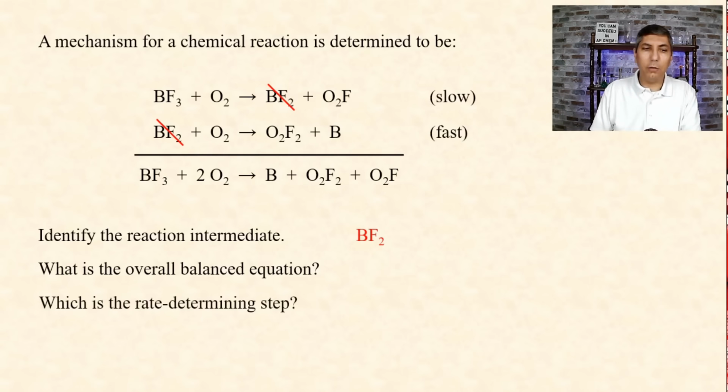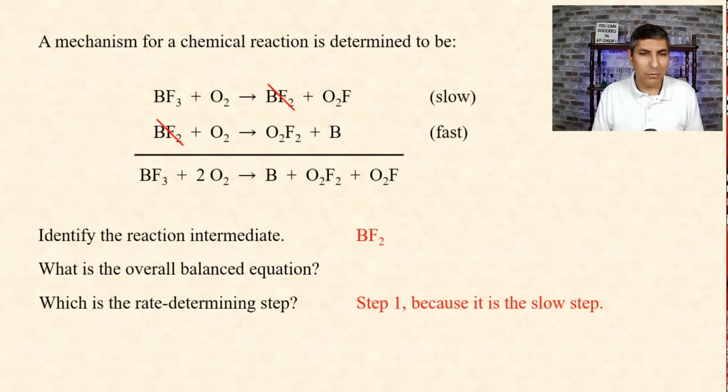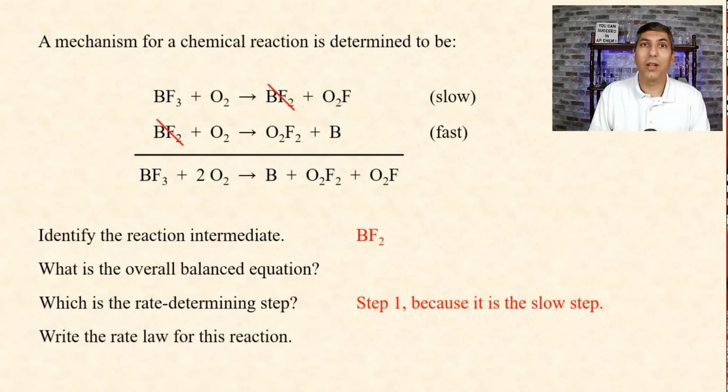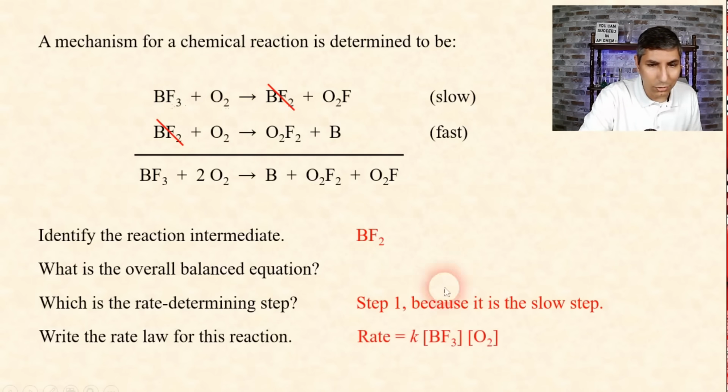Now, if we add a little bit of information in here and we say which of the steps is the rate determining step, we have to remember that the slow step is always the rate determining step. And so that would be step 1 because it is the slow step. And what's the rate law for the reaction? Well, essentially, the rate law of the slow step is going to be the rate law of the overall reaction. So it's just rate equals K times BF3 times O2, like this.